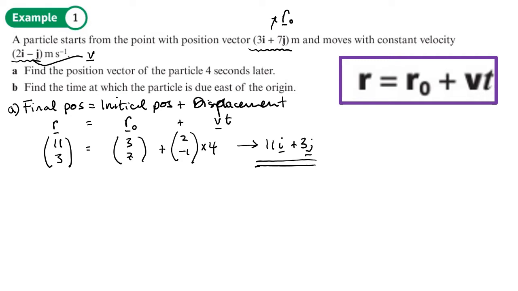Do we write meters? I suppose we do, because it's a position relative to the origin. So we should put meters. Any position or displacement should be in meters, really.